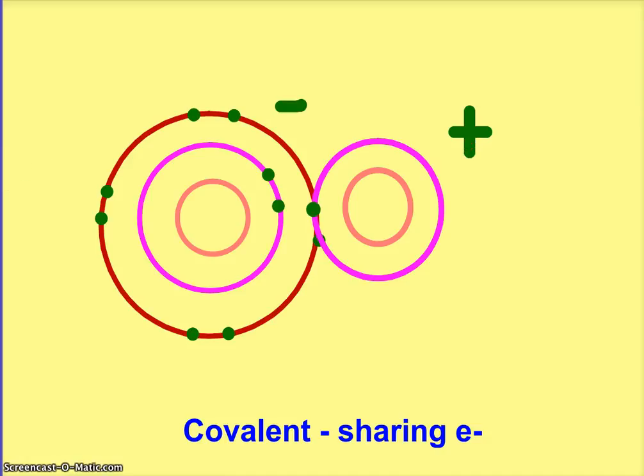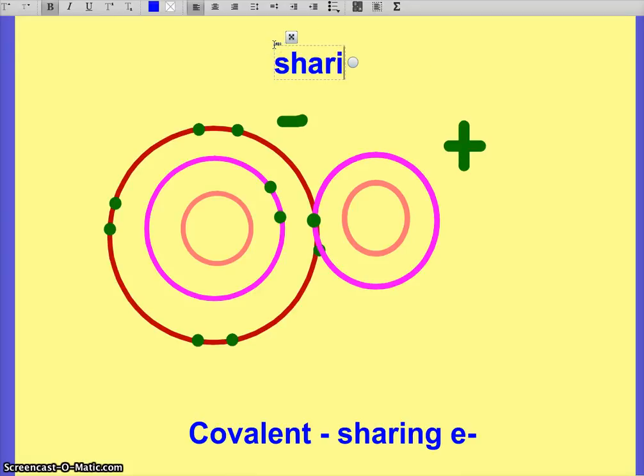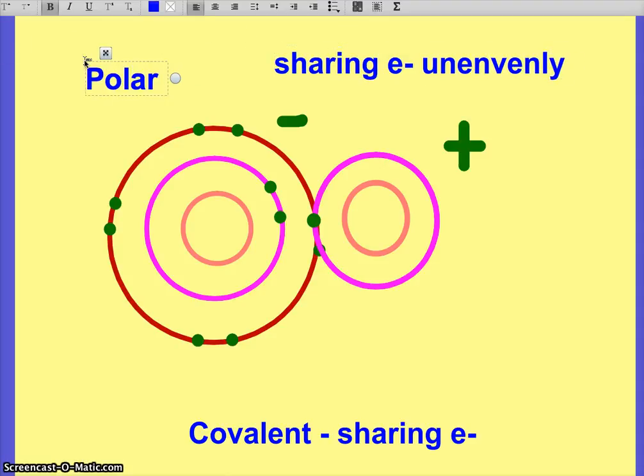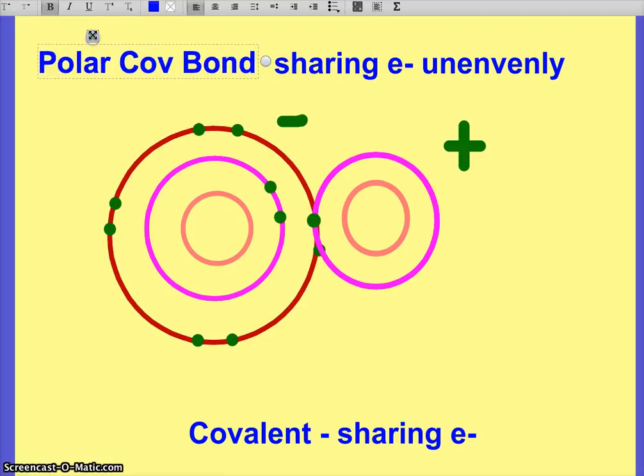They're sharing electrons unevenly. What do we know about that? Unevenly. Yes. It's called a polar covalent bond. We know they're sharing electrons unevenly because there's a charge on each side of the atoms.